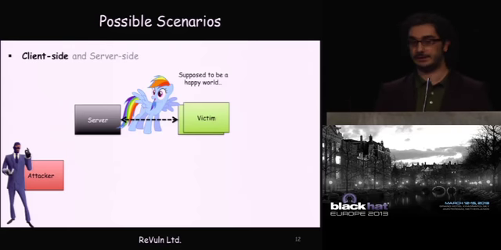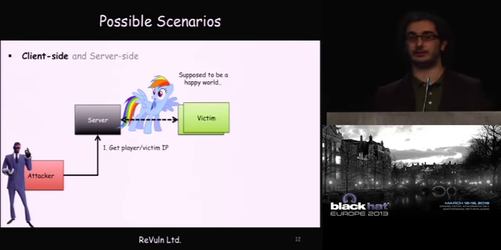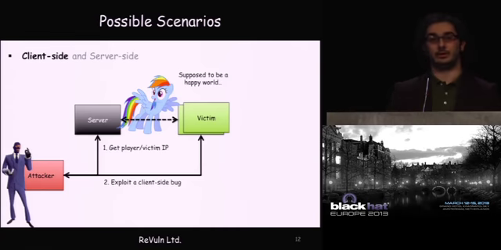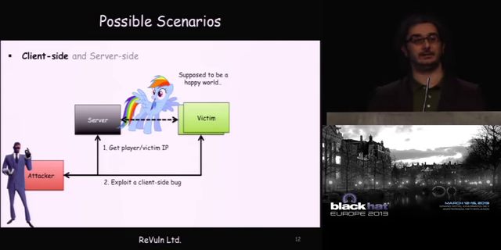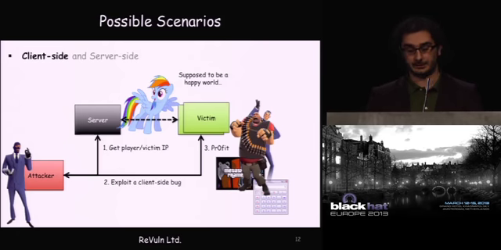What we are going to show you here is just one of the possible scenarios. In this case, the attacker first gets some information about his victim, think about the IP address of the victim, by sending a query to the server. And after that, the attacker exploits a server-side vulnerability. Once the attacker exploits this vulnerability, the attacker has control over the system of the victim. This is a very simple attack scenario.